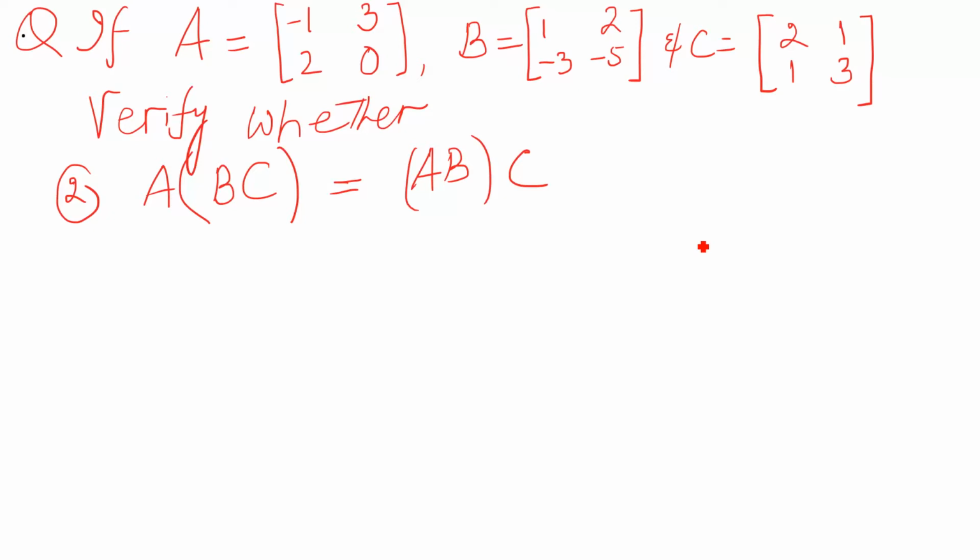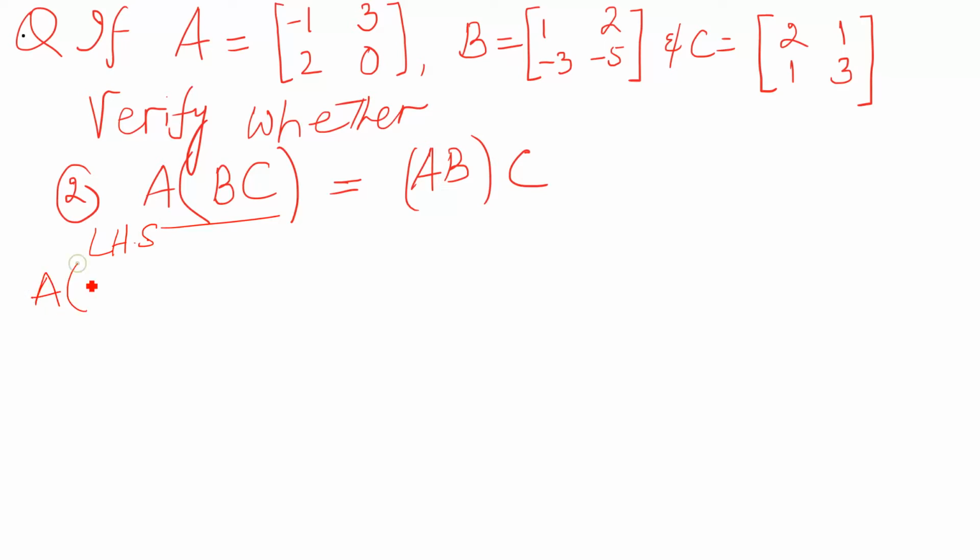In this question, if A is equal to this matrix, B is equal to this, and C is equal to this, then we have to verify, or prove, that A(BC) is equal to (AB) multiplied by C. We have to prove whether the left hand side is equal to the right hand side or not. We will start from the left hand side.